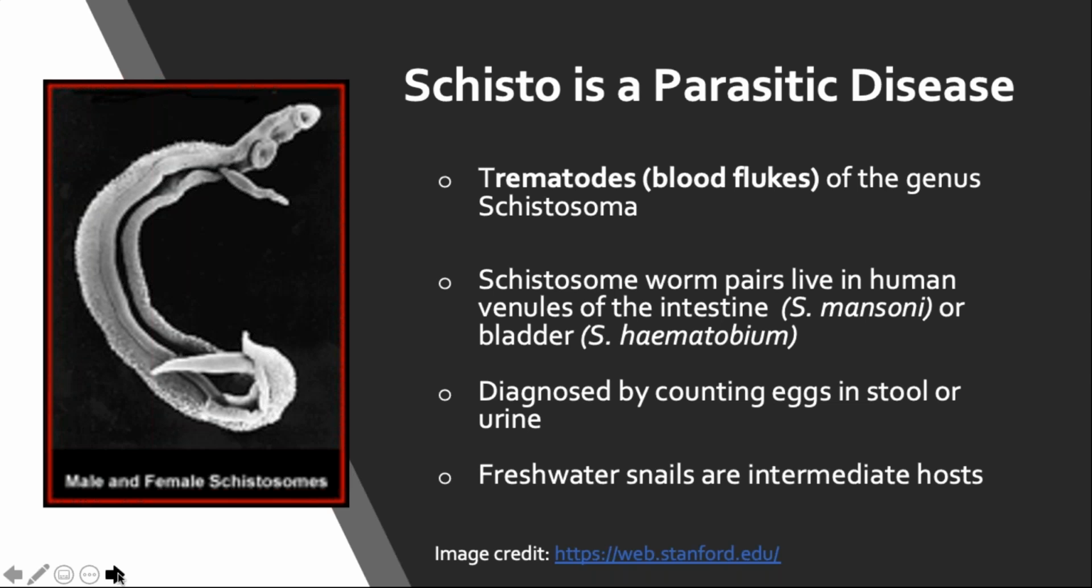Freshwater snails are intermediate hosts for schistosomes, and so schistosomiasis has a complex interplay of people and human water contact and host snails who live in rivers, ponds, lakes, and streams where the humans go.